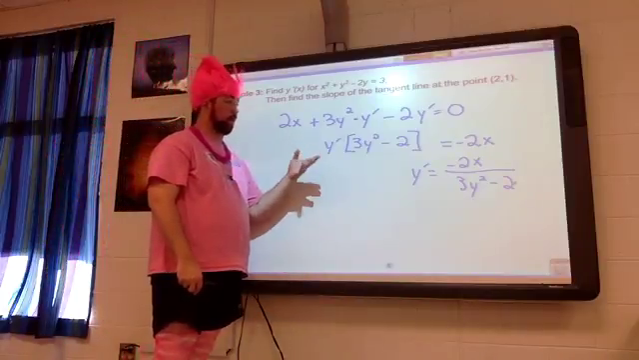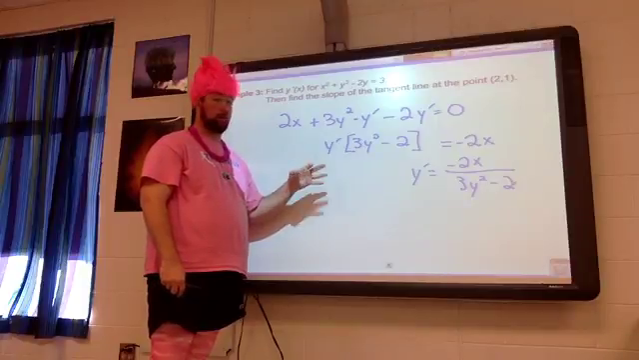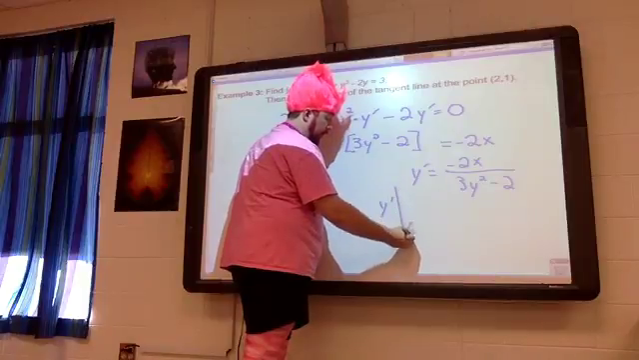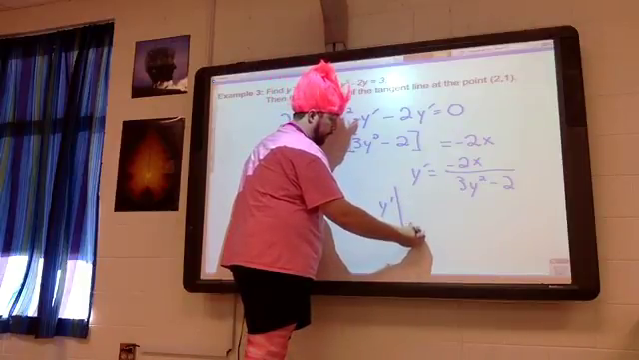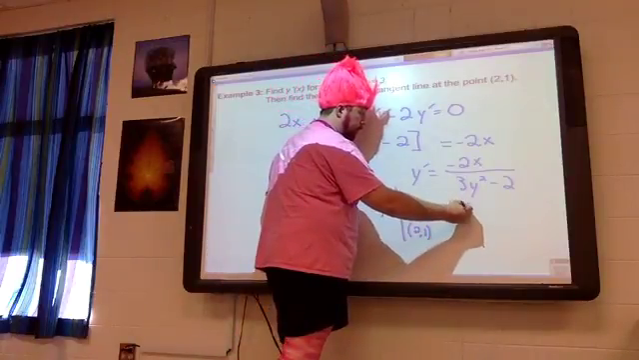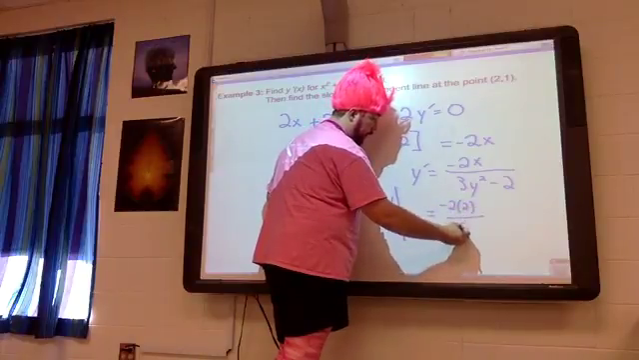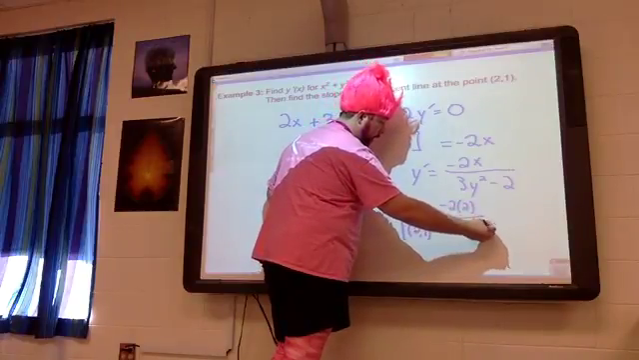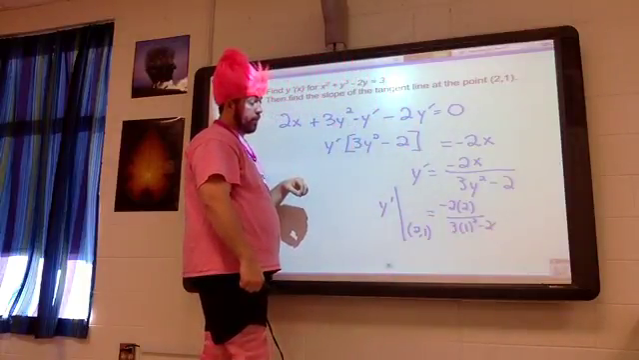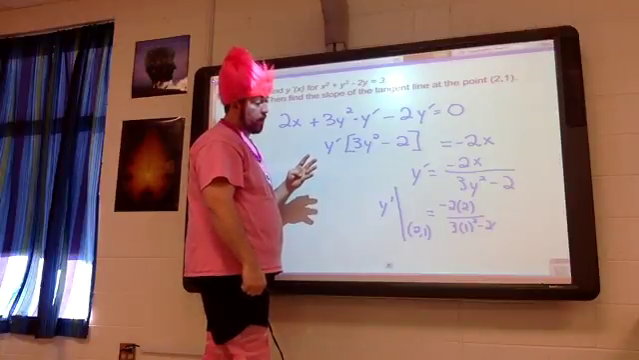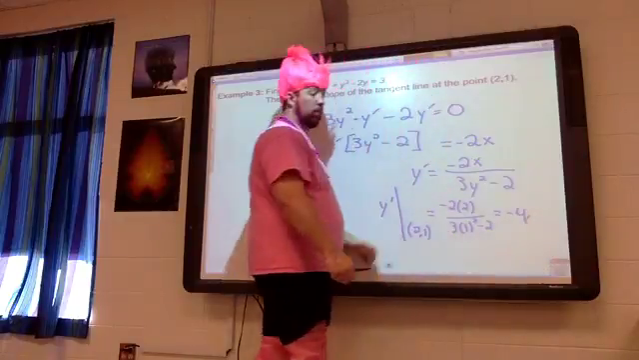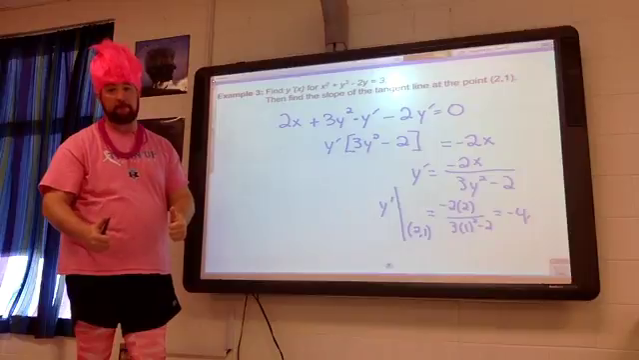Now all you got to do is plug in the points, 2 for x, 1 for y. So y prime evaluated at (2, 1) is equal to negative 2 times 2 over 3 times 1 squared minus 2. Do a little quick calculation there. Negative 2 times 2 is negative 4. The bottom gives me 1, so we have a slope of negative 4. Get it right? Awesome.